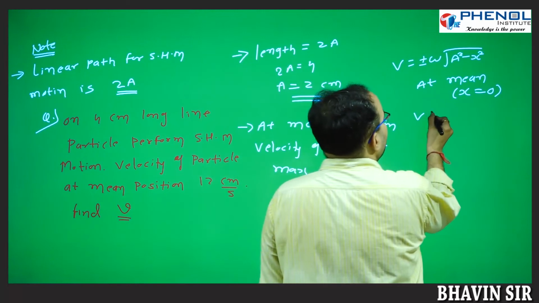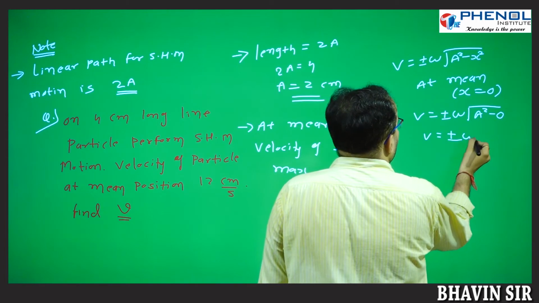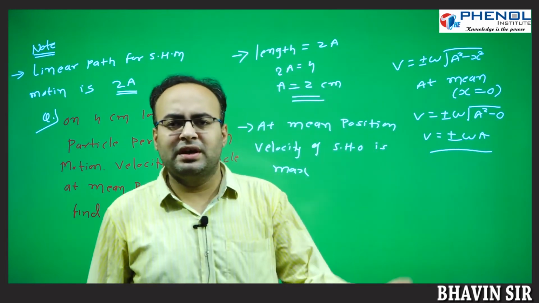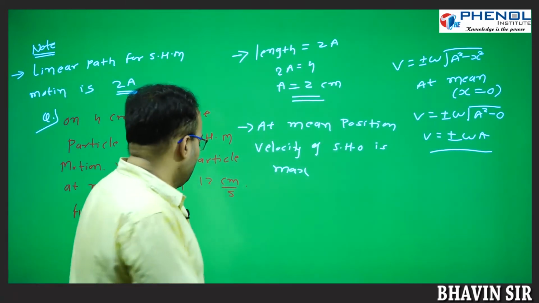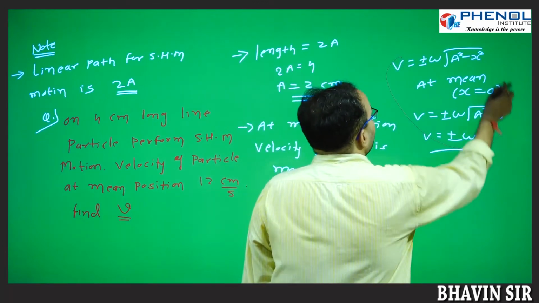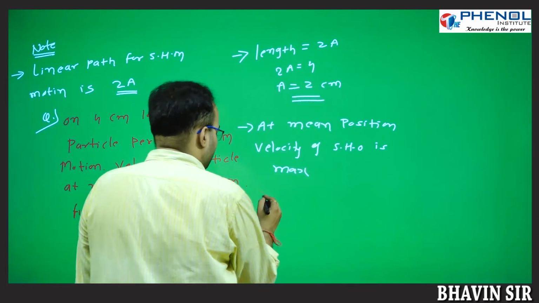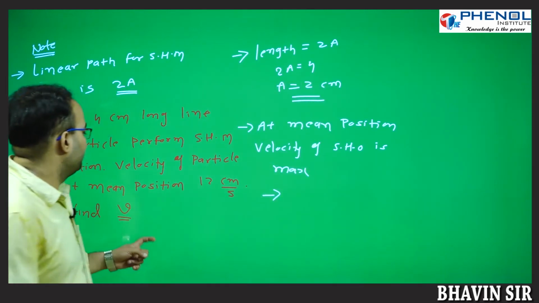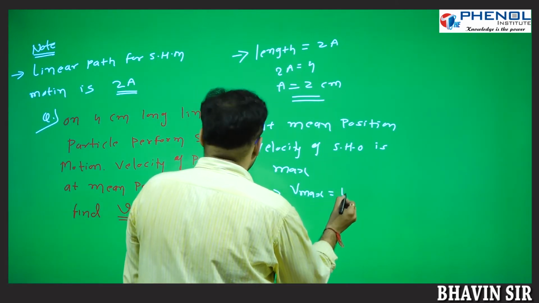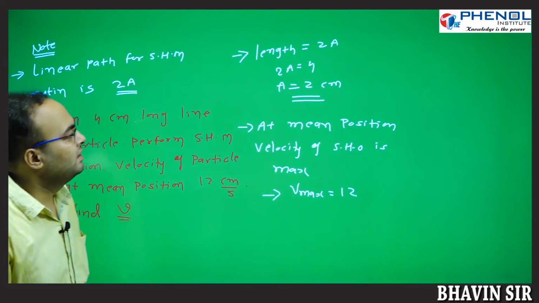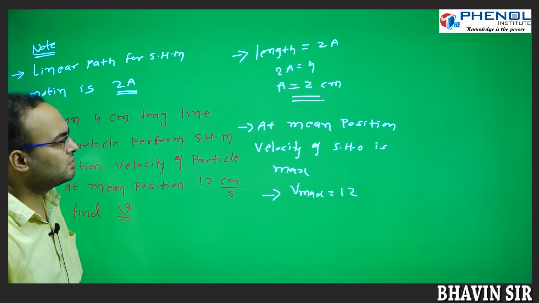So the velocity is plus or minus omega a, and the maximum velocity is omega a. We discussed that in the last lecture. So remember students, at mean position velocity of particle is maximum. What is the maximum velocity? 12 centimeter per second. Amplitude is in centimeter, velocity is also in centimeter per second, so no need to convert.